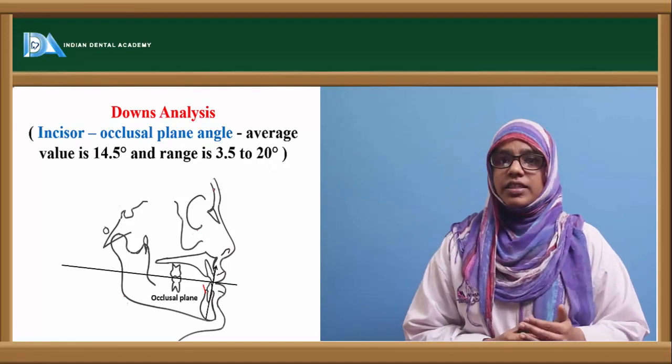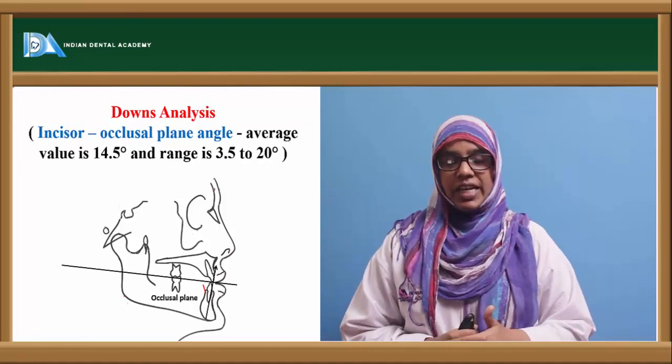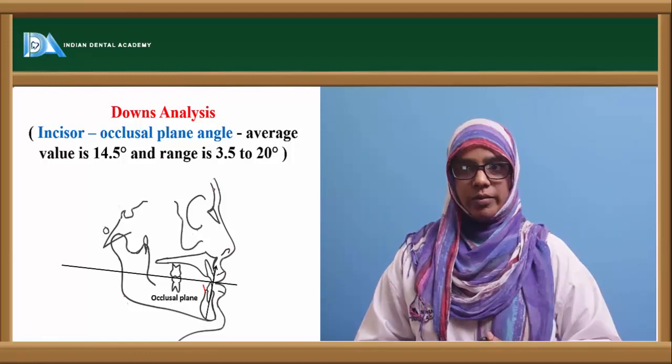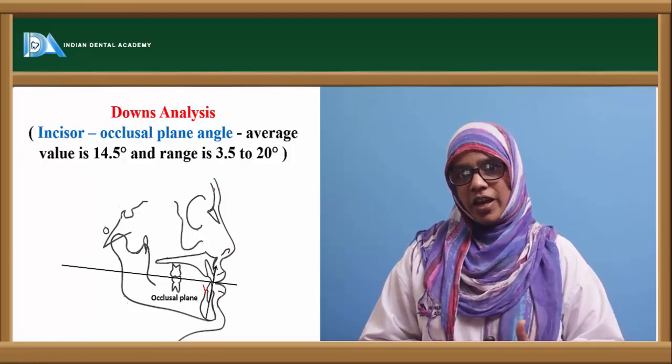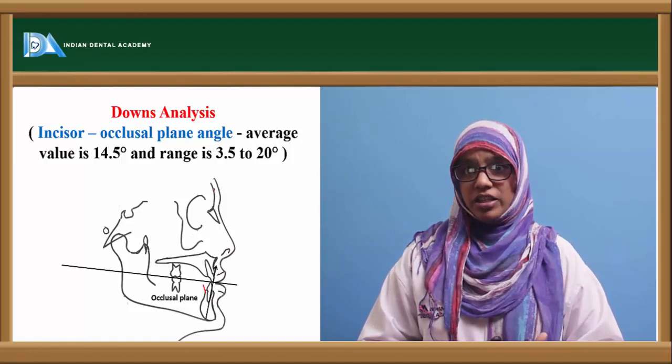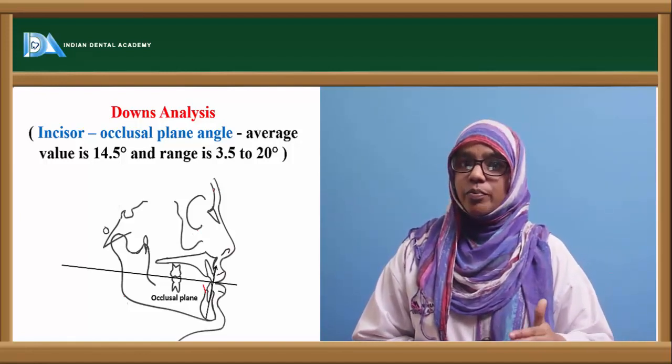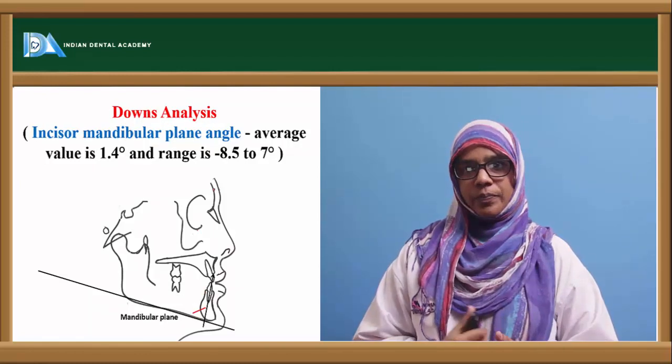Then the other is incisor occlusal plane angle. It is an angle between the long axis of the lower incisor to the occlusal plane. Now its average value is 14.5 and the range is 3.5 to 20 degrees. Now this basically tells us the proclination of the lower incisors.